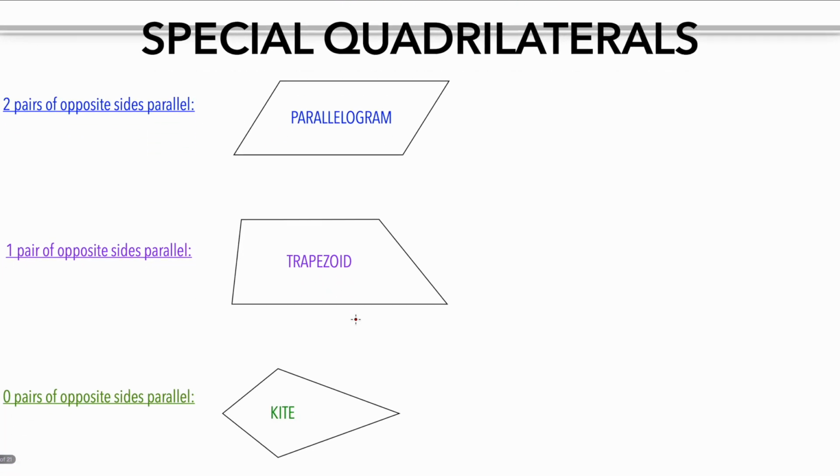Now, we have special quadrilaterals. For example, the three types would be a parallelogram, in which case you have two pairs of opposite sides that are parallel, hence the word parallelogram. Then you have a trapezoid, where you only have one pair of sides that are parallel. So one pair would be parallel, but the other pair would not. And then you have a kite, in which there are actually 0 pairs of opposite sides that are parallel.